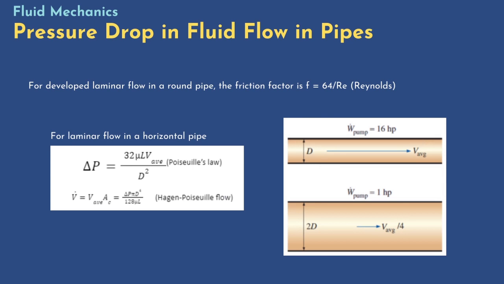For a fully developed laminar flow in a round pipe, the friction factor f is equal to 64 over Reynolds number. For laminar flow in a horizontal pipe, the pressure difference between the two ends is equal to 32 times dynamic viscosity times length of pipe times volumetric flow rate all over diameter squared, which is Poiseuille's law.